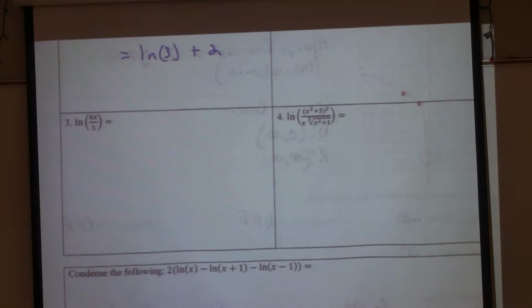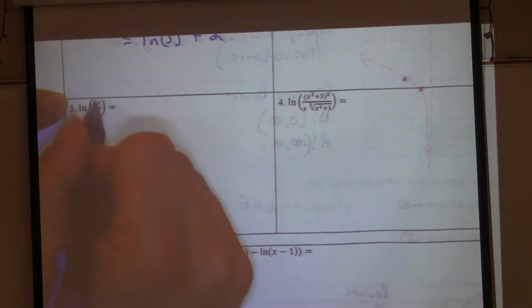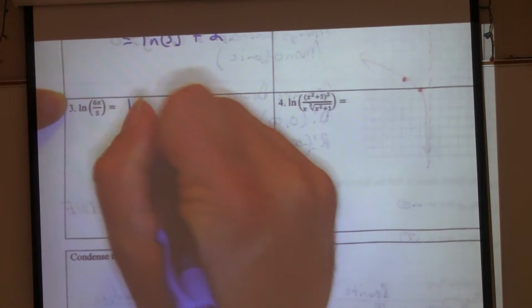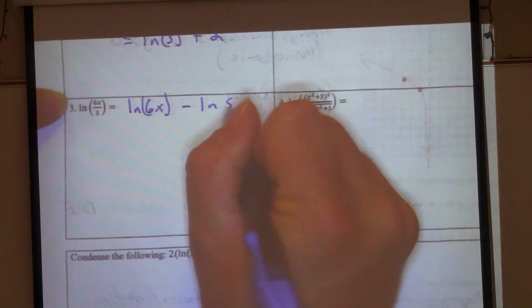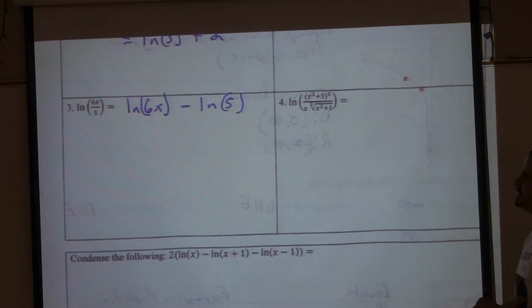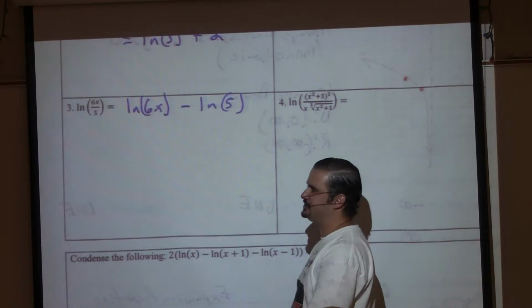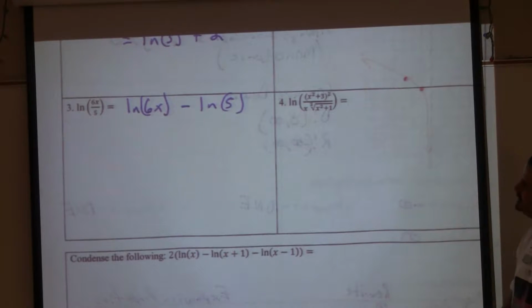Try number 3. What do you notice is happening there? Division, so that means I do what between the two arguments? Subtract them. So that will be ln of 6x minus ln of 5. So now, if I want the derivative of it, it makes it that much easier. I don't have to use quotient rule to get the derivative of 6x over 5. I can just go from there. Get the derivative of each one.